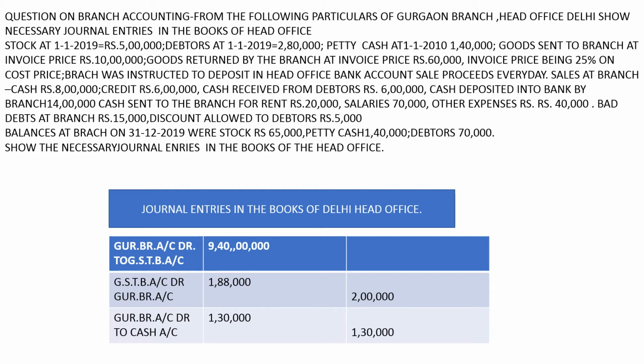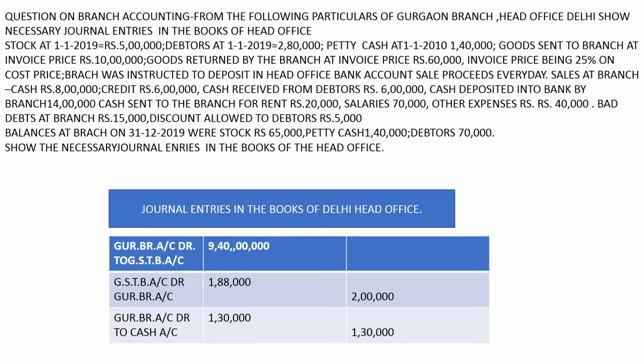The ratio would be goods sent to branch account. Now loading we will calculate on 9,40,000, 1 by 5. That would be goods sent to branch account debit 1,88,000 to Gurgaon branch account 1,88,000. That would be the loading on goods sent to branch. Reverse entry would be goods sent to branch account debit to Gurgaon branch account. 1/5 of 9,40,000 would be 1,88,000.